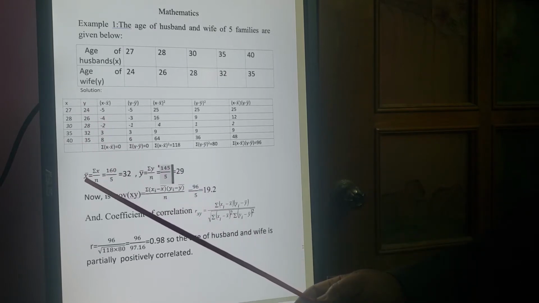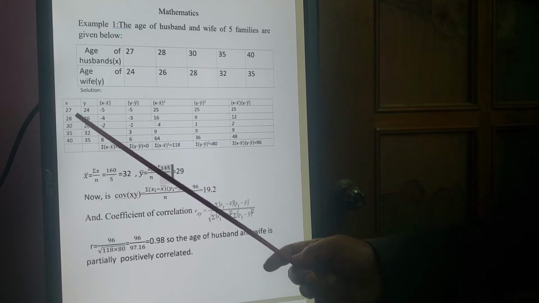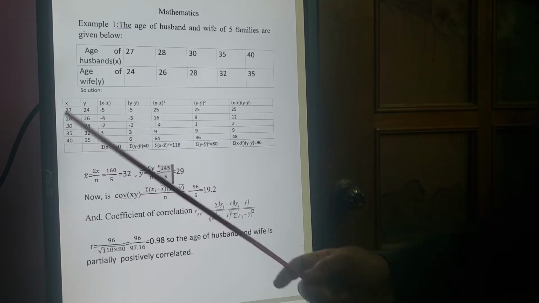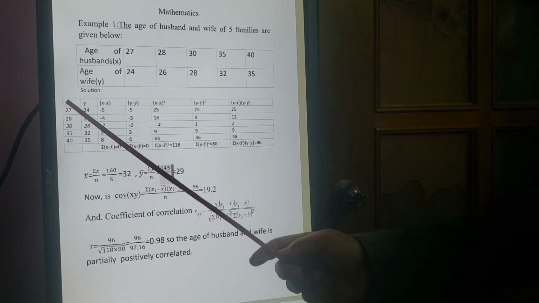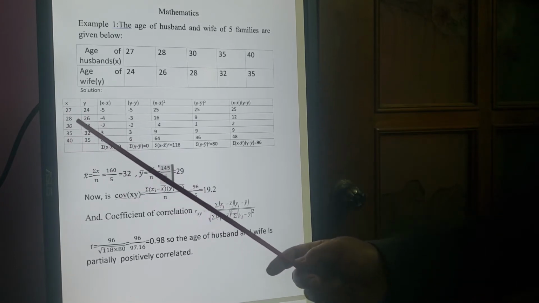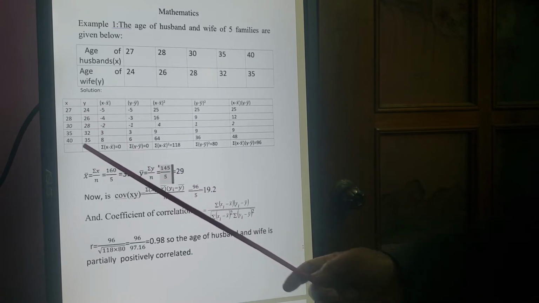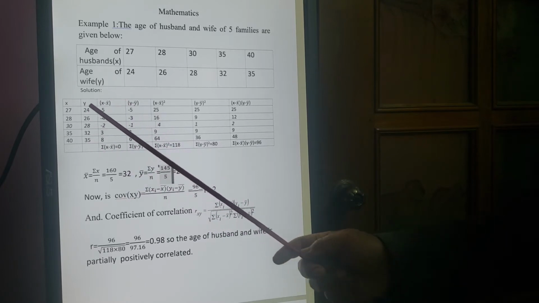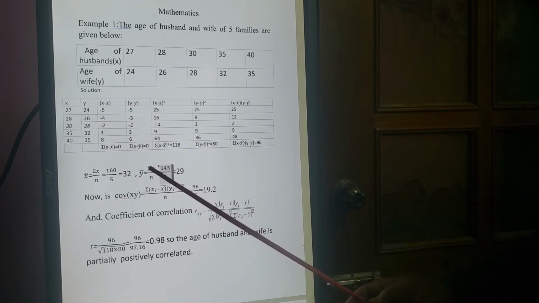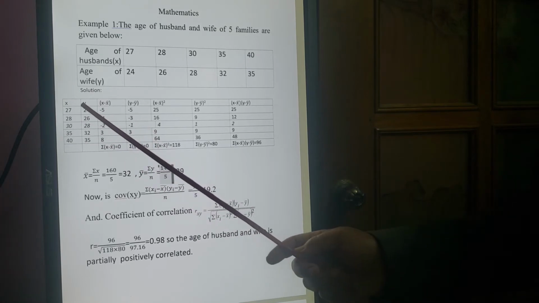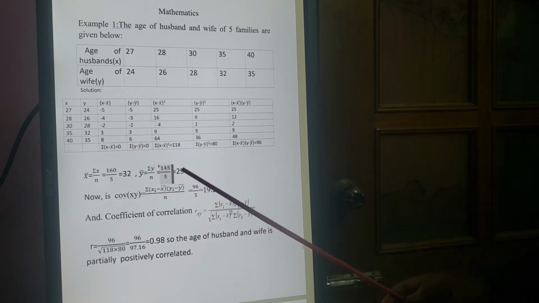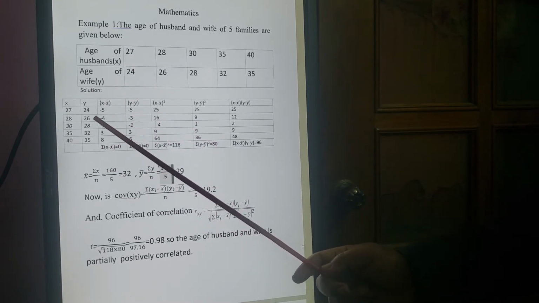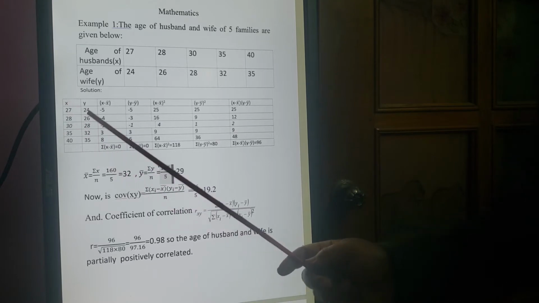What is the arithmetic mean? Arithmetic mean is the sum of the observations divided by the number of observations. That is, you add all these things and divide by 5: 160 by 5, so 32 is x bar. And y bar is the sum of y divided by n. You add all these, that's 145 divided by 5, that is 29. So from the given data we have got the values of x bar and y bar.